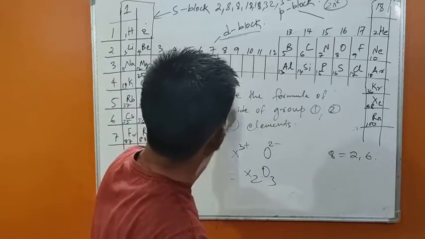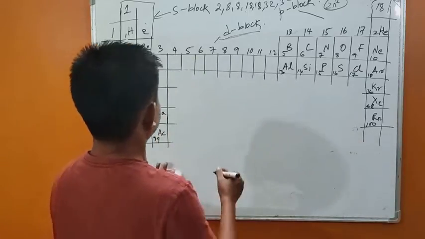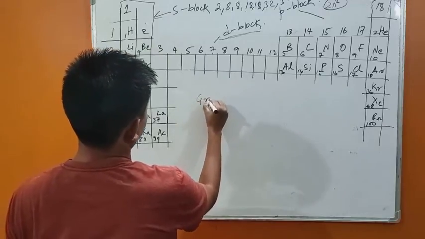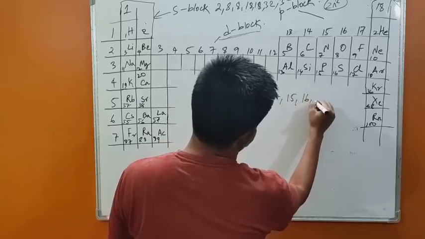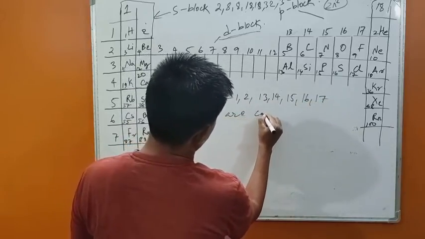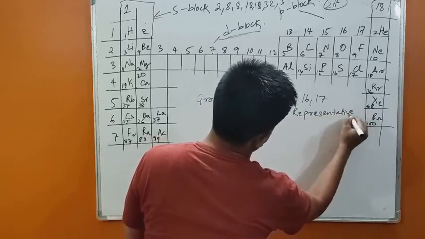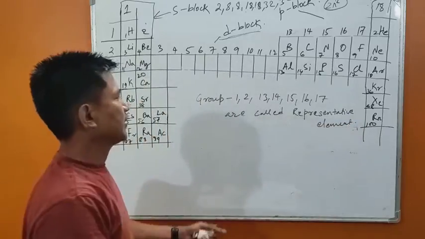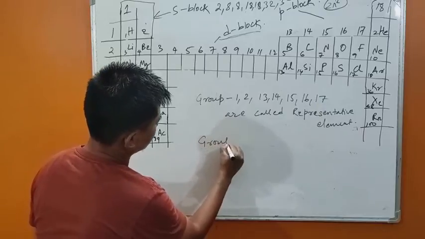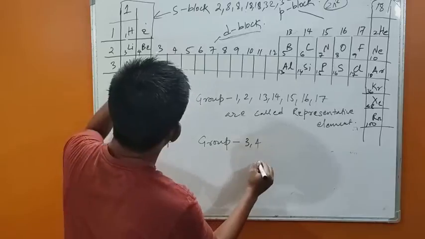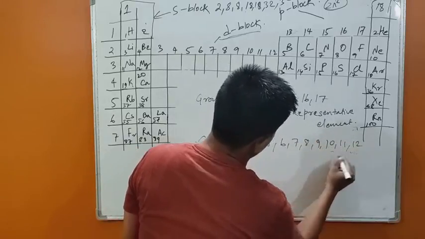Now, let me give you some information. From this periodic table, groups 1, 2, 13, 14, 15, 16, 17 are called representative elements. Okay. If somebody asks you what representative elements are, you should say groups 1, 2, 13, 14, 15, 16, 17 are called representative elements. Groups 3 to 12, that is 3, 4, 5, 6, 7, 8, 9, 10, 11, 12, are called transition elements.